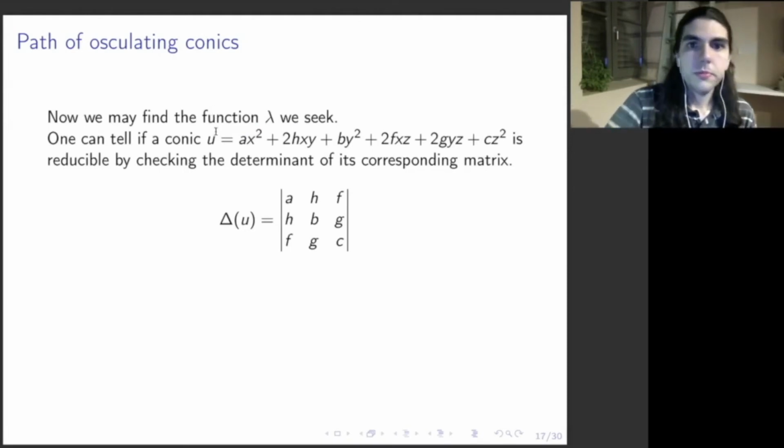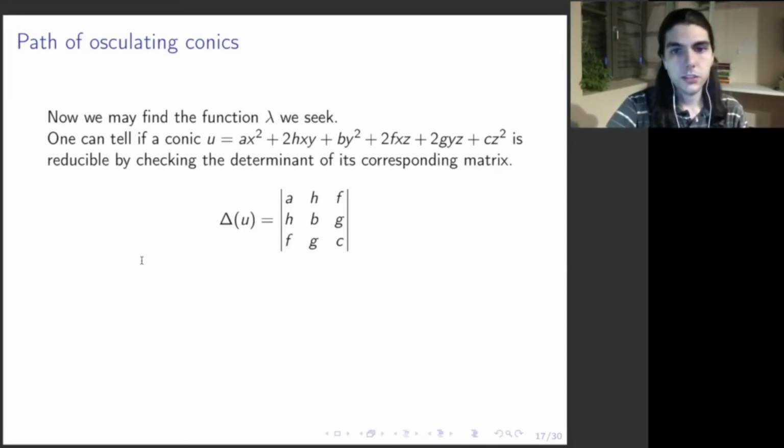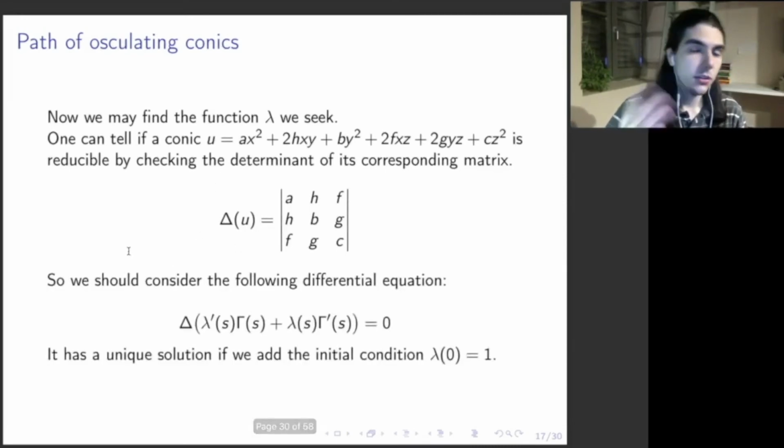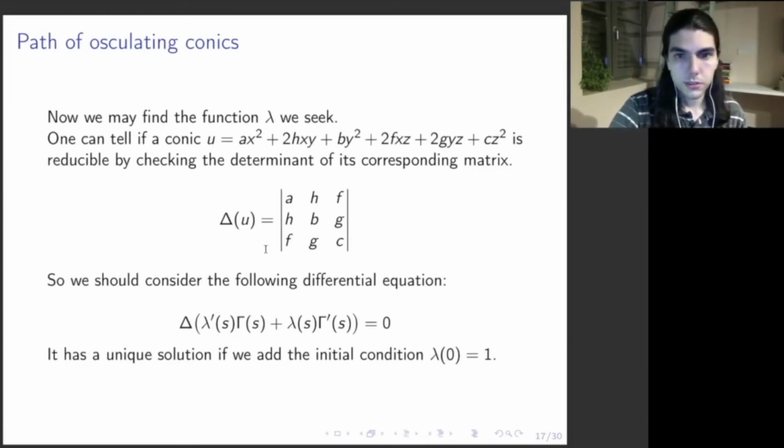As you know, a conic given implicitly by an expression of this form, we can tell if this conic is reducible or not by checking this determinant. It vanishes if and only if the conic is reducible. So we should consider the following differential equation. The determinant of this matrix of a conic in this pencil should be 0. We are looking for the lambdas, the function lambda, such that for every value of S, this happens.